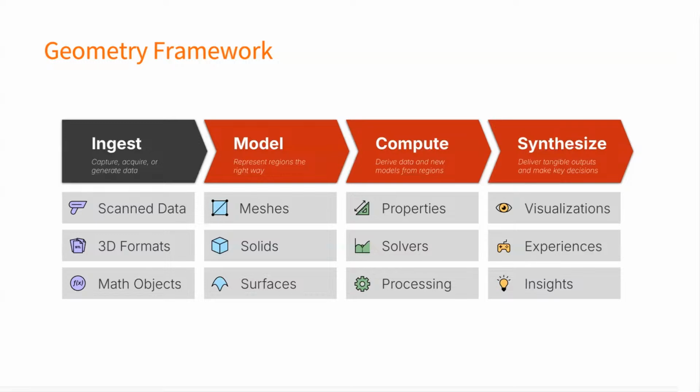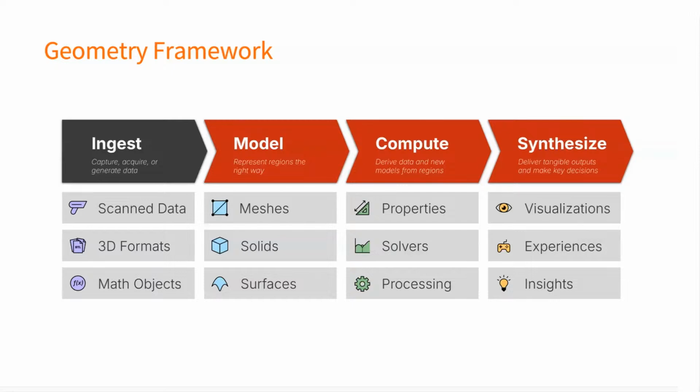If we have a nice smooth surface, we probably want to use the B-spline to model that. And as a fallback, we always have meshes, which are able to approximate any region up to some precision. Once we have our model, we want to compute on it to derive new data. This could be properties like its area or center of mass. It could mean applying a solver to it, such as integrating over its surface or volume. It can even be processing it to create new models or refine the old one.